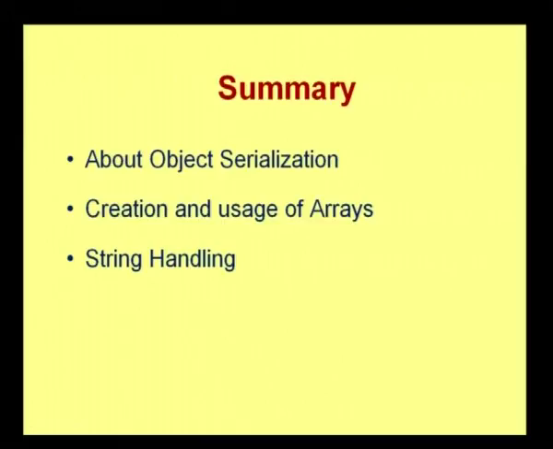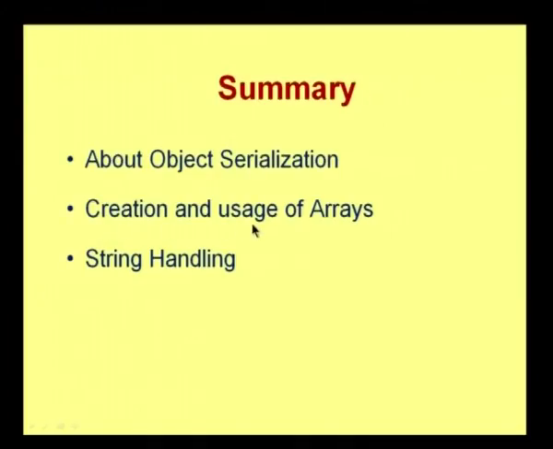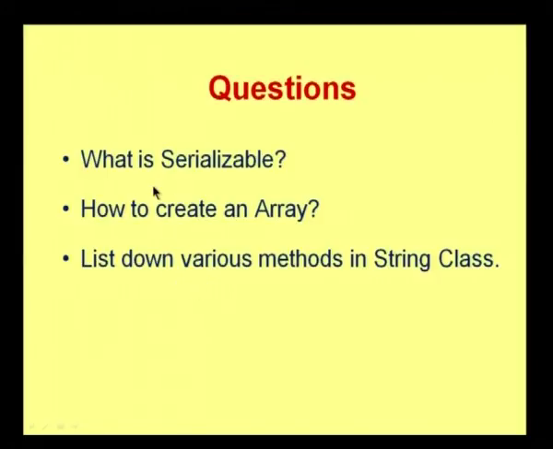In this session we have seen what an object is. If we need to write an object, it needs to be serialized. We also saw what deserialization is, the creation and usage of arrays, and string handling. From this session you should be able to answer these questions: what is serializable, how to create an array, and we can list out various methods in the string class. In the forthcoming session we will look at the various util classes that are available, the collections framework and so on. Thank you.